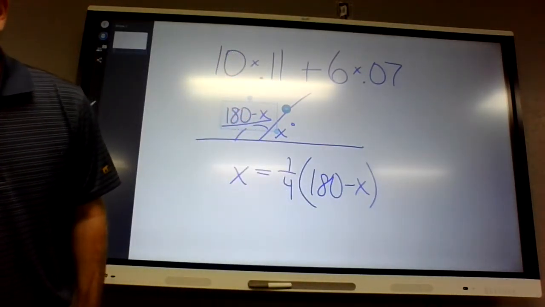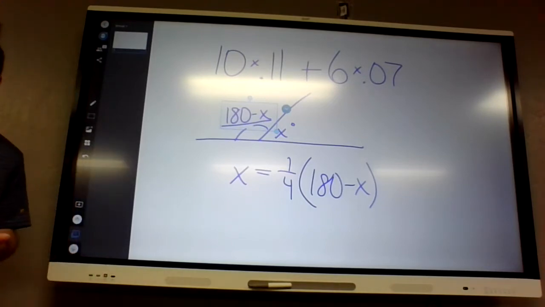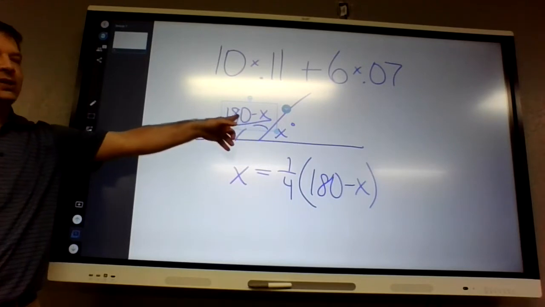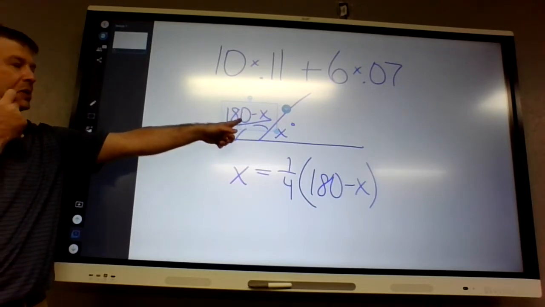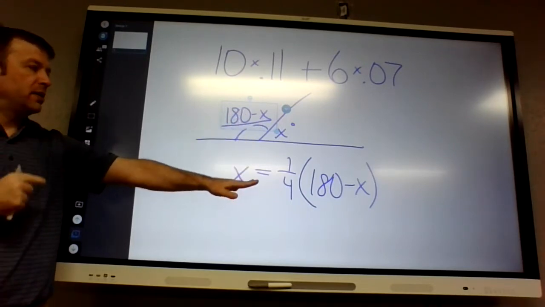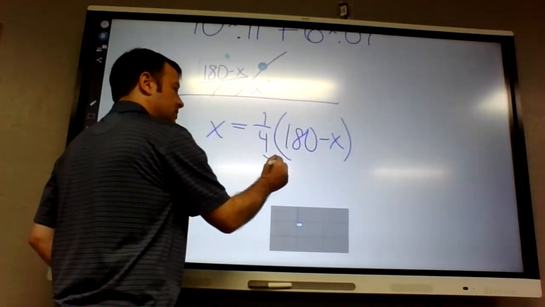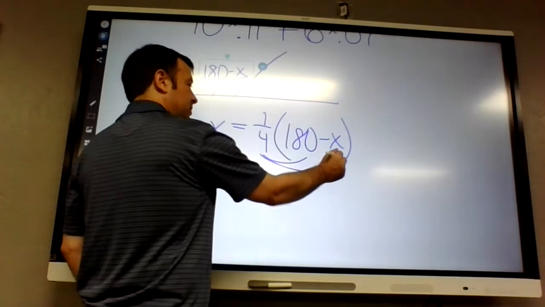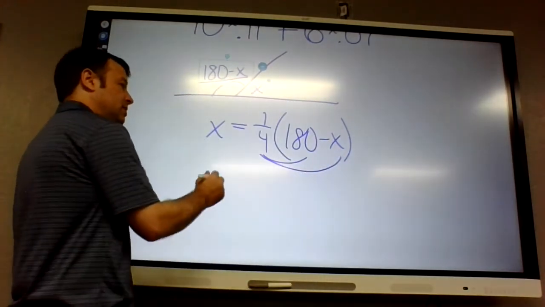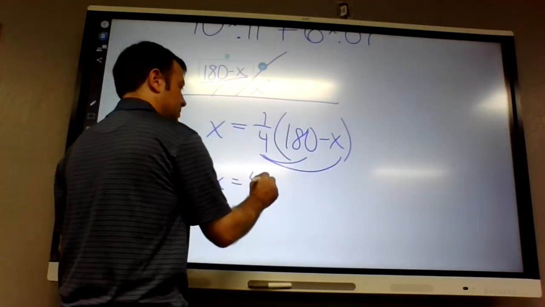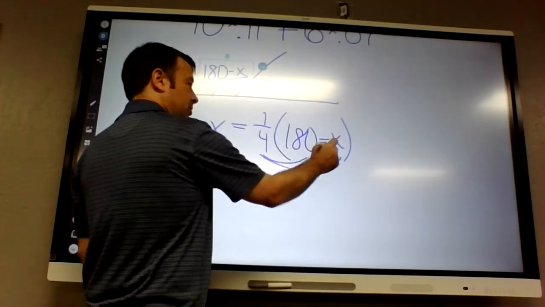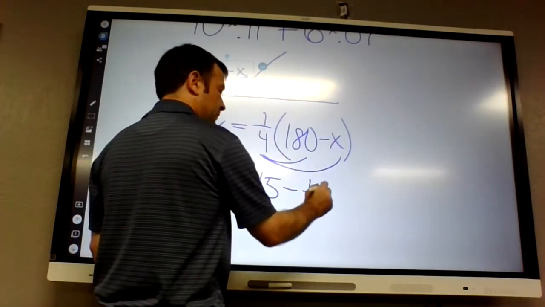Find the measure of each angle. So each angle being x, the original angle, and 180 minus x, the supplement. Yes, we could use the distributive property. It's kind of back to yesterday, right? 1/4 times 180 is 45. Remember, 1/4 times x is just 1/4 x.